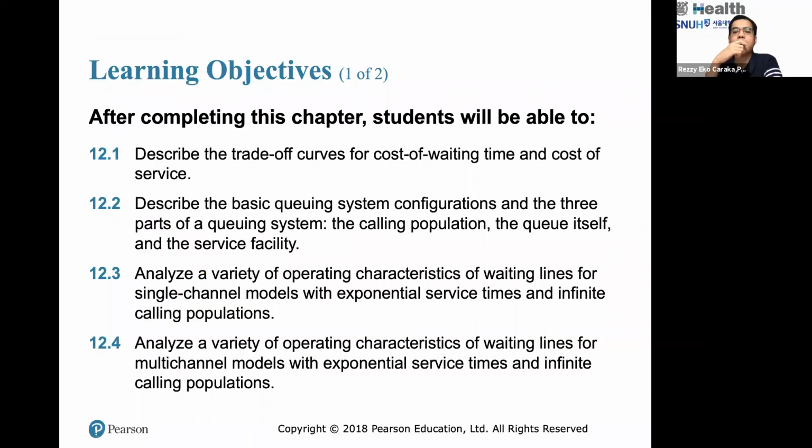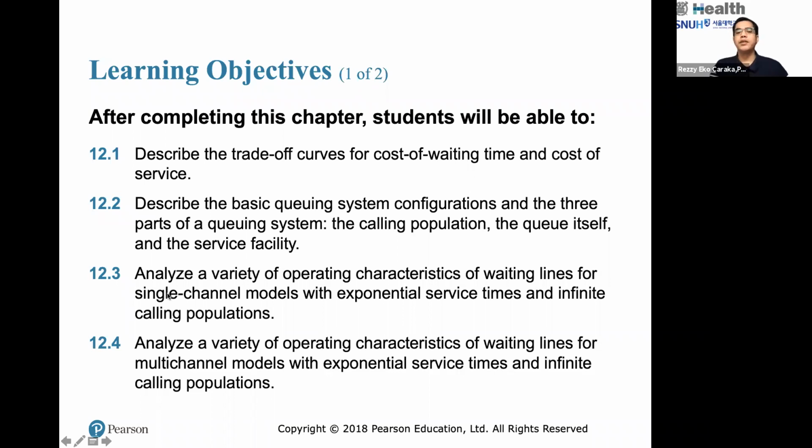The learning objectives of this course are to explain the trade-off curves of the cost of waiting time and the cost of service. Also to describe the basic queue system configurations and the three parts of a queue system. I already explained the basics in the last slide: the queue population, the queue itself, and the service facility. I explained it first before going further in this slide.